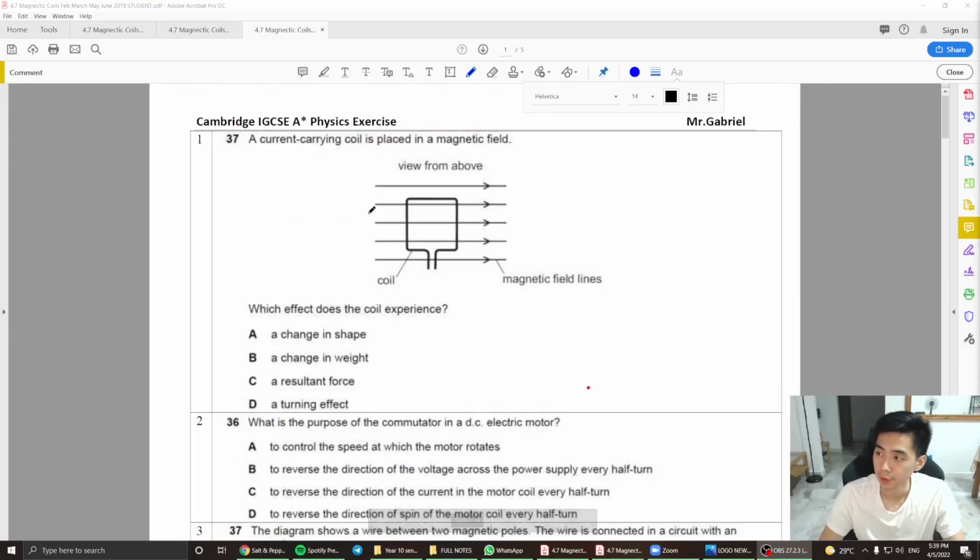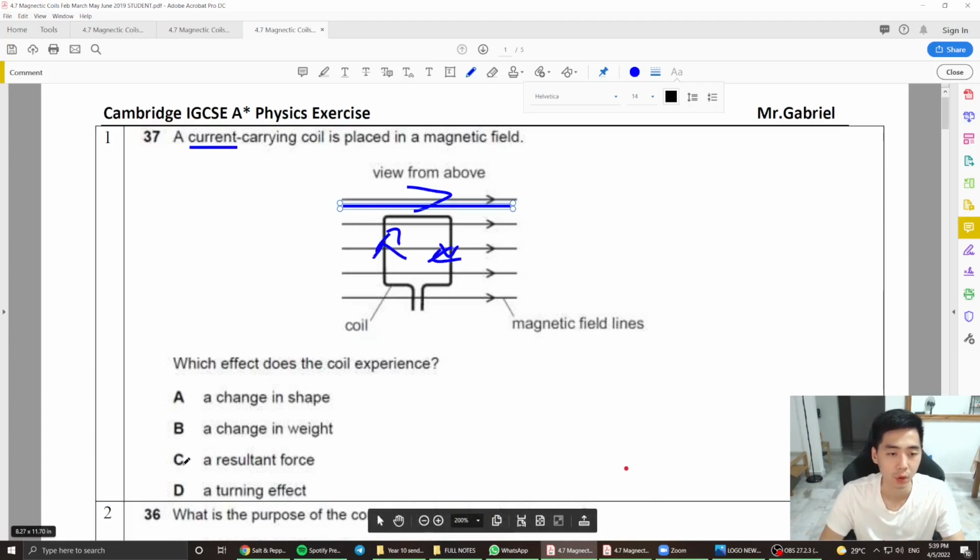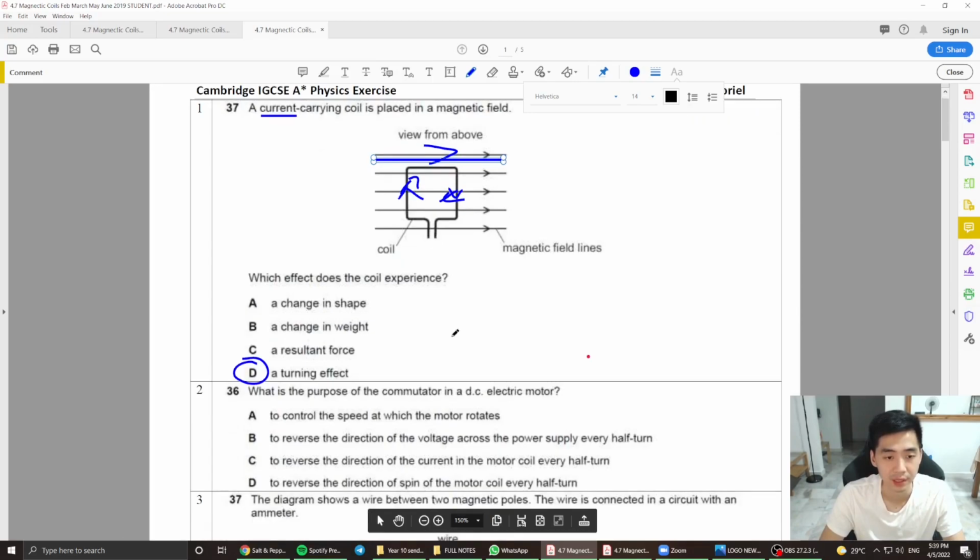Okay, guys, moving on to the final exercise for this chapter here. Question number 1, a current carrying coil is placed in a magnetic field, which effect does the coil experience? Obviously, if it is in the magnetic field and there is current flowing in this coil here, there is definitely going to be force exerted upwards and downwards onto this coil, right? So because of that, it will cause a turning effect, and thus your answer is going to be D here.